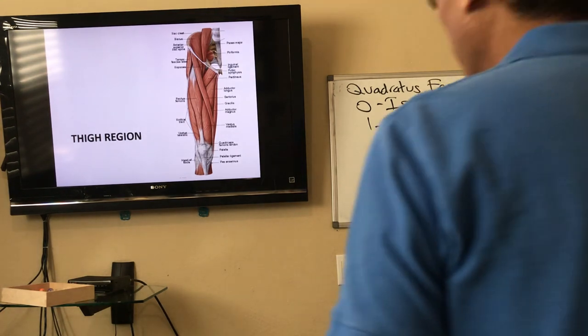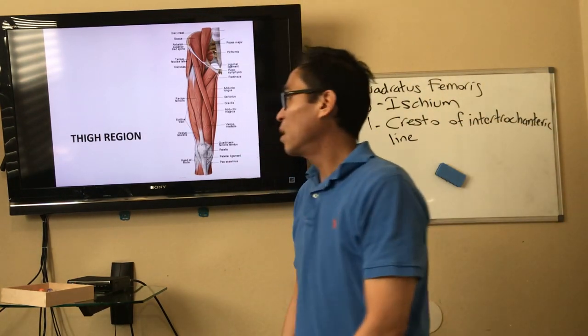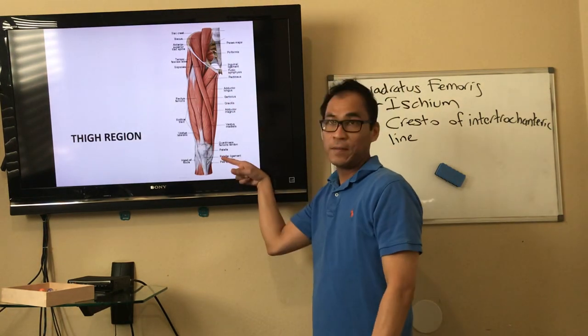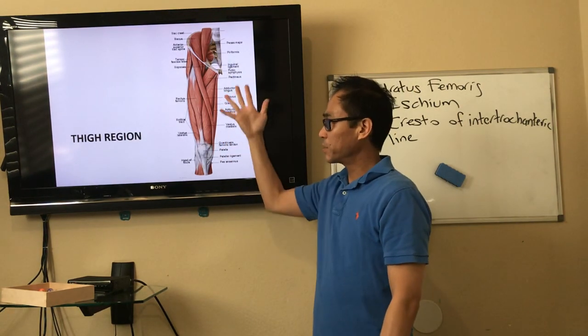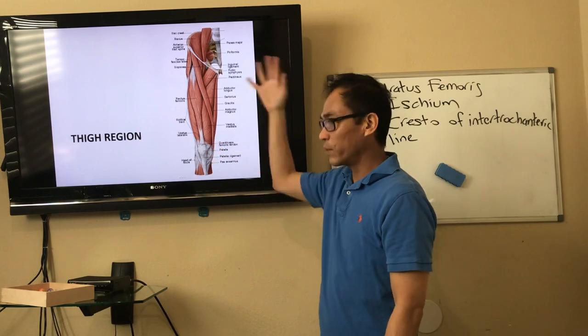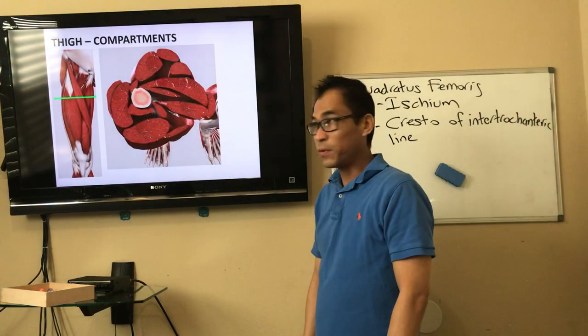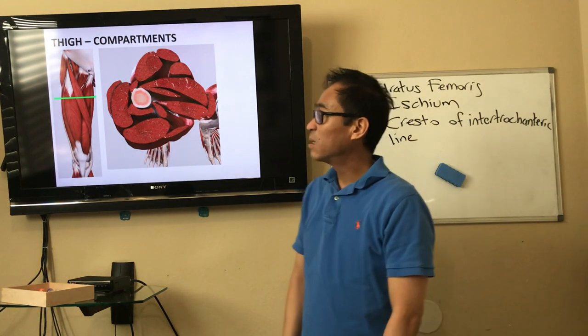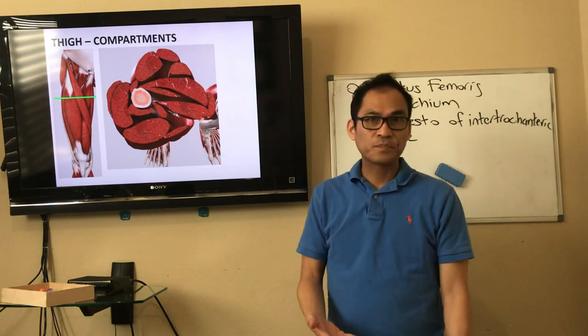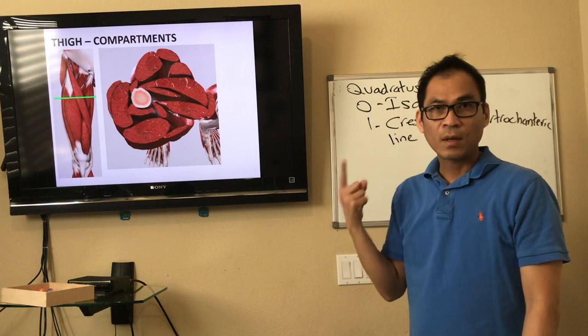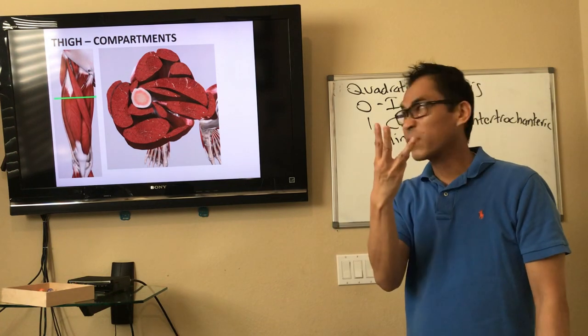We'll move on away from the gluteal region to the thigh region, which is the region between hip and knee. And here's an anterior aspect of the thigh, fully labeled and then unlabeled so you can study. To go through it with you guys, it helps to know the thigh compartments. There's the anterior, the medial, the posterior compartment.